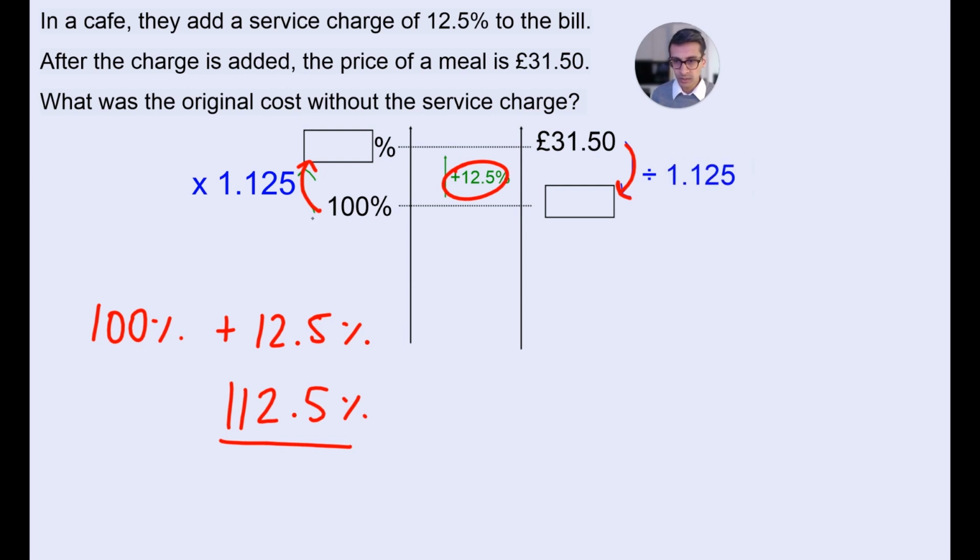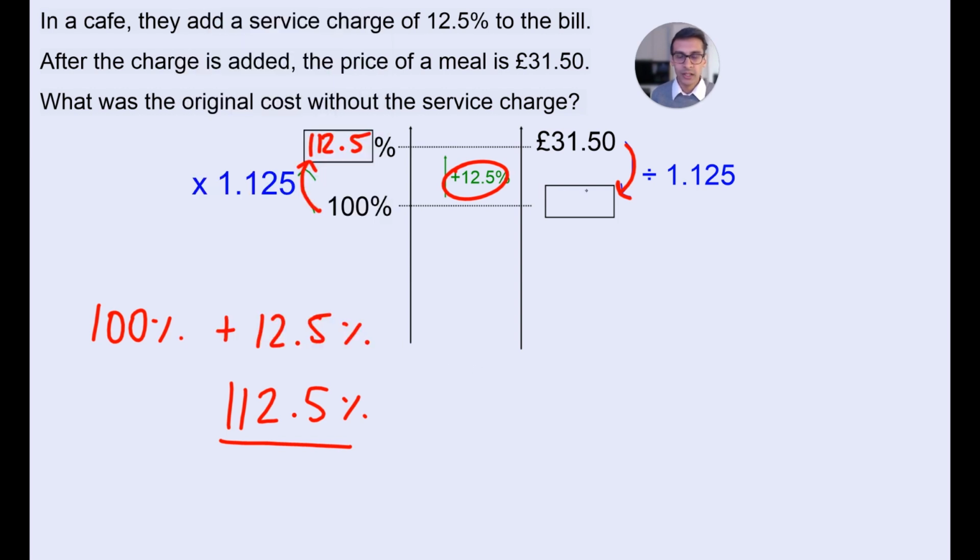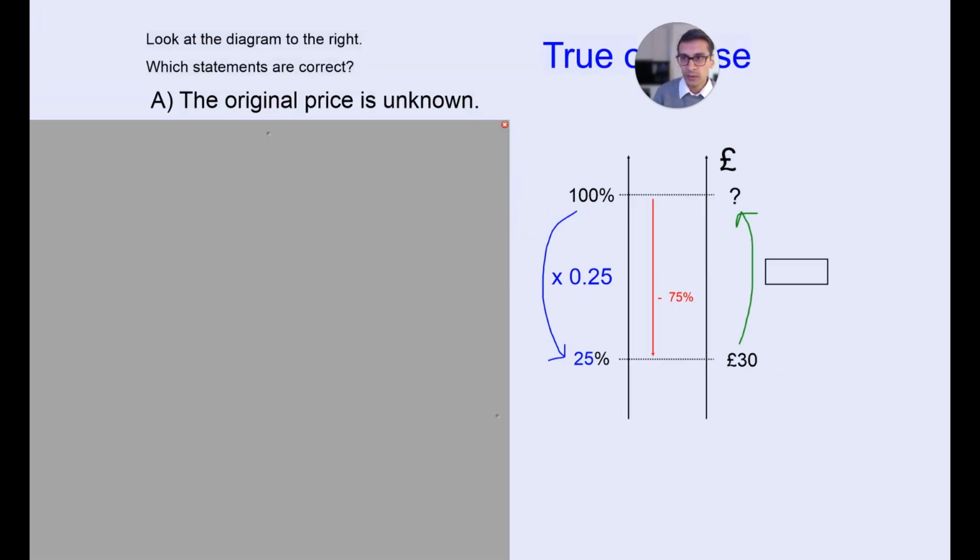Now when you do 100 times 1.125, we get 112.5%. And here we're going to use our calculator again. So let's do 31.5 divided by 1.125 equals 28. So you get a nice round number here. So it's going to be 28. There we go. Okay, pause the video on this question.